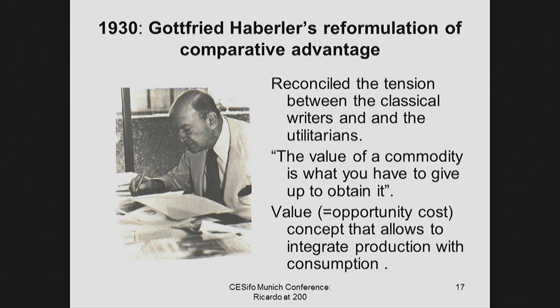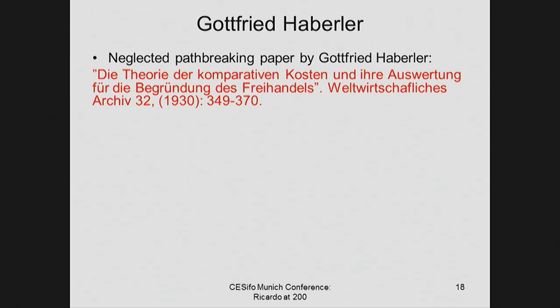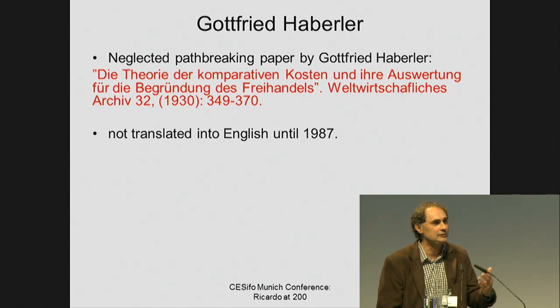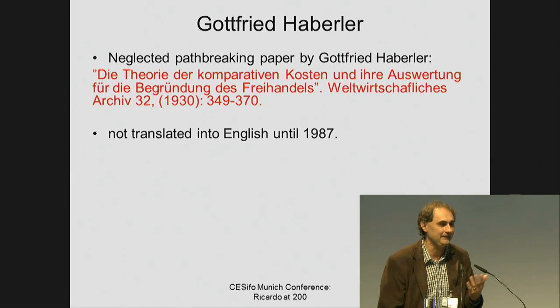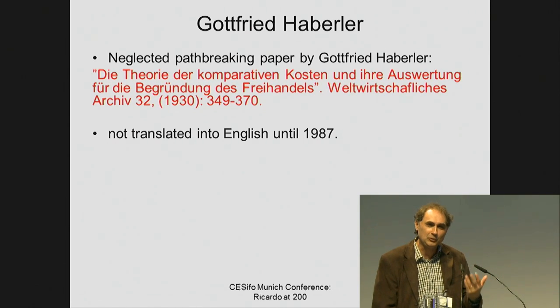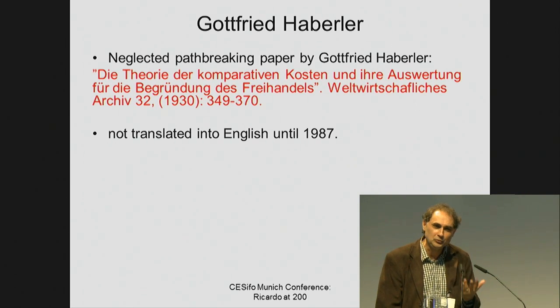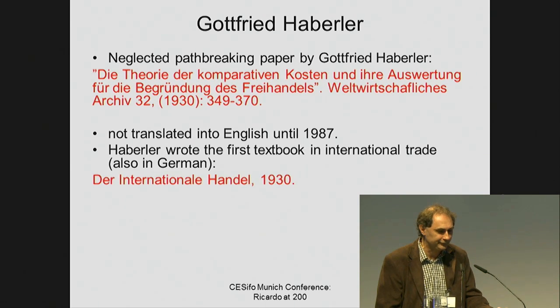And since we are here on German-speaking ground, Gottfried Haberler wrote this paper in the Weltwirtschaftliches Archiv, "Die Theorie der komparativen Kosten und ihre Auswertung für die Begründung des Freihandels," which was not translated into English until 1987. So the theory of comparative advantage was not just an Anglo-Saxon affair, and England and the United States are not the only free-trade proponents, nor is the continent protectionist. So we do go back to the continental roots that we have here for free trade. And Haberler was really a proponent of free trade.